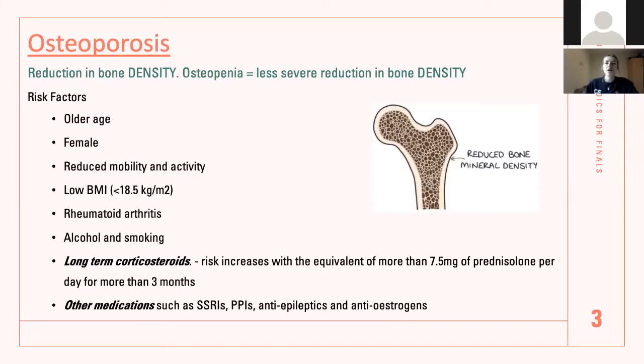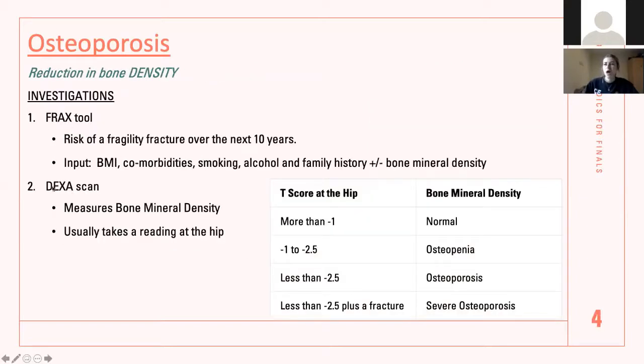NICE suggests that the risk increases significantly with the equivalent of more than 7.5 milligrams of prednisolone per day for more than 3 months. Other medications are also risk factors, and these are SSRIs, PPIs, anti-epileptics, and anti-estrogens. If you think someone may be at risk of osteoporosis, you start the investigation by completing a FRAX tool. A FRAX tool predicts the risk of a fragility fracture over the next 10 years. It's normally the first step in assessing someone's risk of osteoporosis.